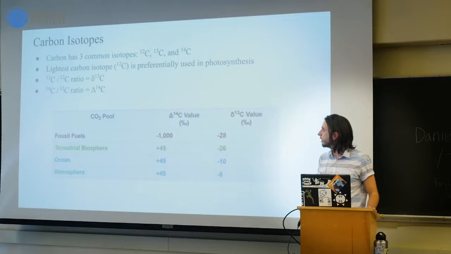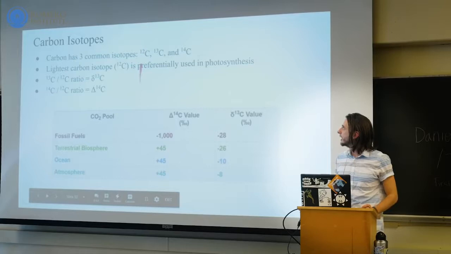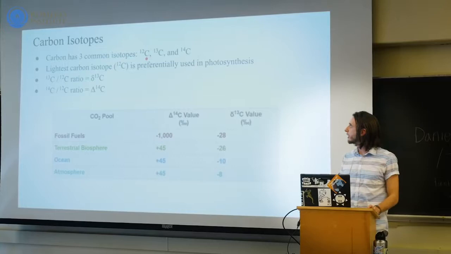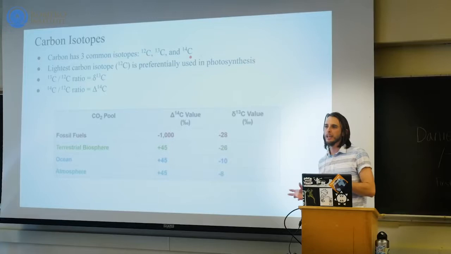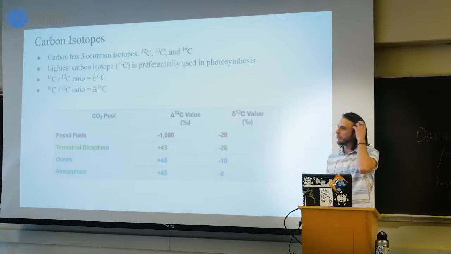I put it in quotations there, because really 99% of it is carbon-12. So it's kind of the lightest form of commonly available carbon. And then there's about 1% C-13 on the planet. And then about 1 in 1 trillion carbon atoms on the planet are C-14. That's partially because C-14 is radioactive, so it decays over time, so there's less and less of it. Well, except for what's being created by the radioactive reactions.